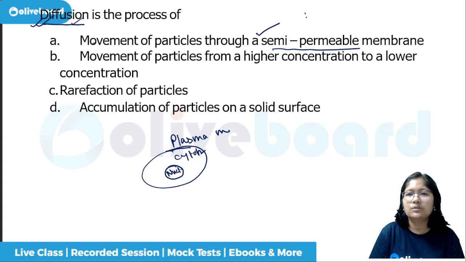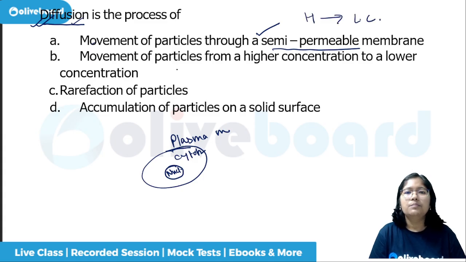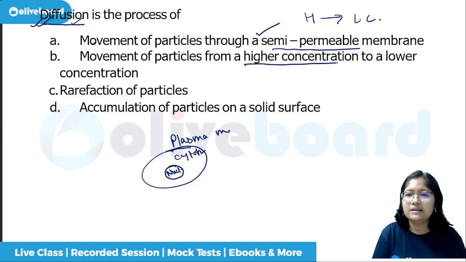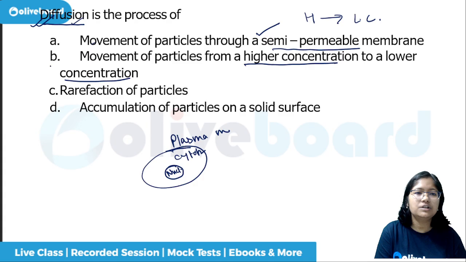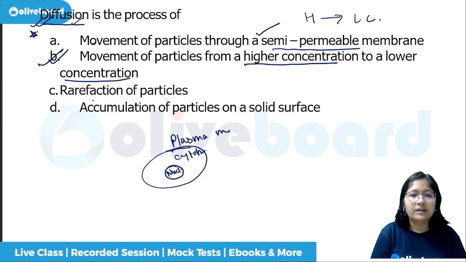That is where things are going from higher concentration to lower concentration, right? Movement of particles from higher concentration to lower concentration. Yes, this is what we mean by diffusion. Rarefaction of the particles, accumulation of the particles on a solid surface. So the correct answer here is option number B.